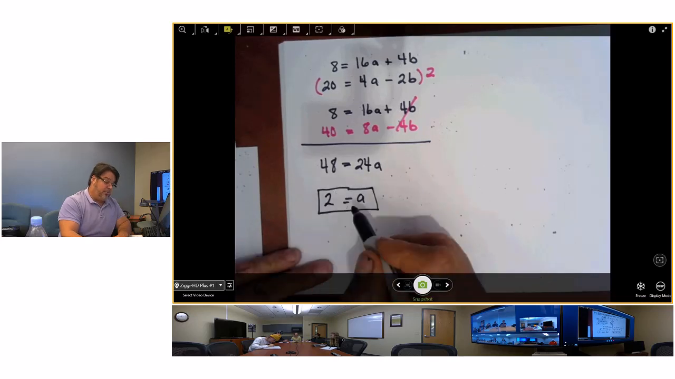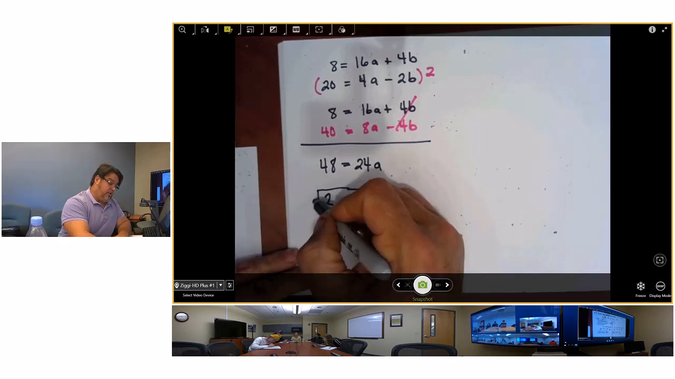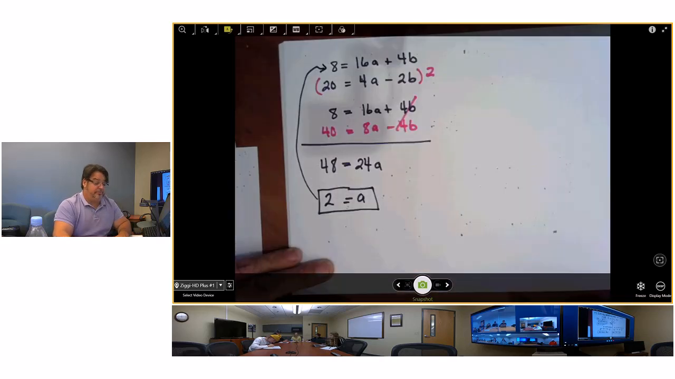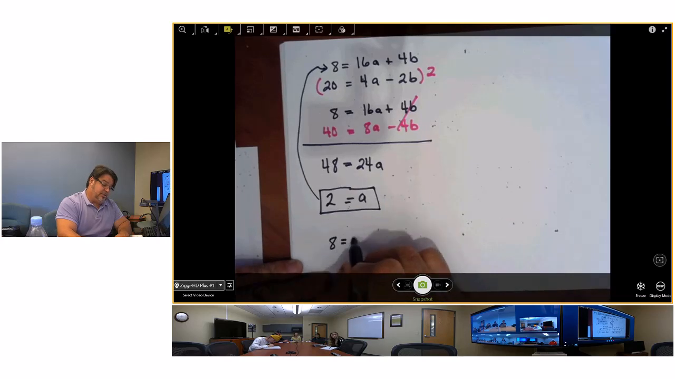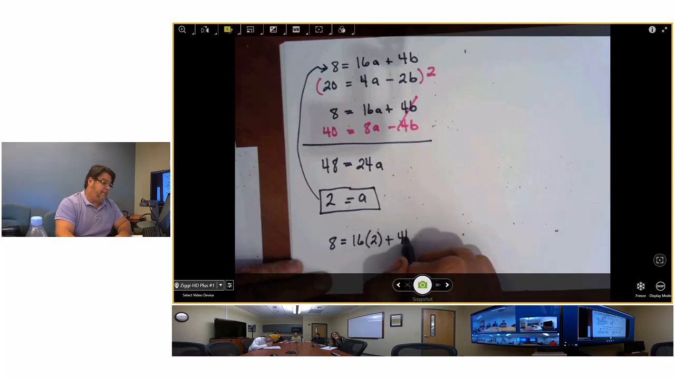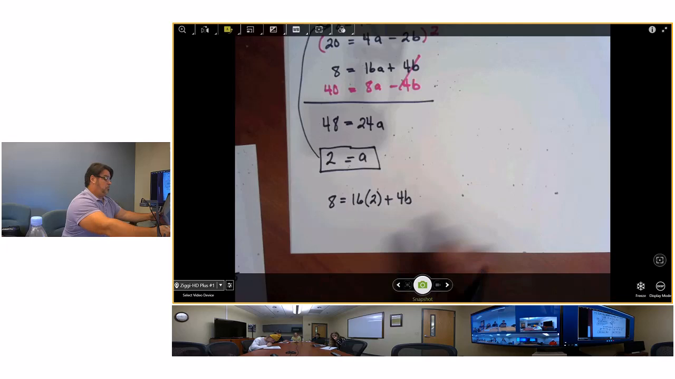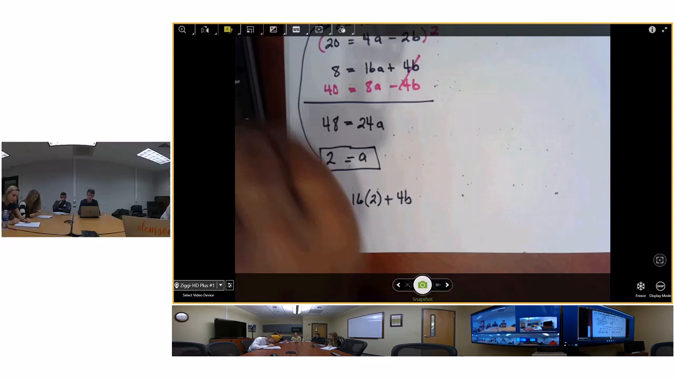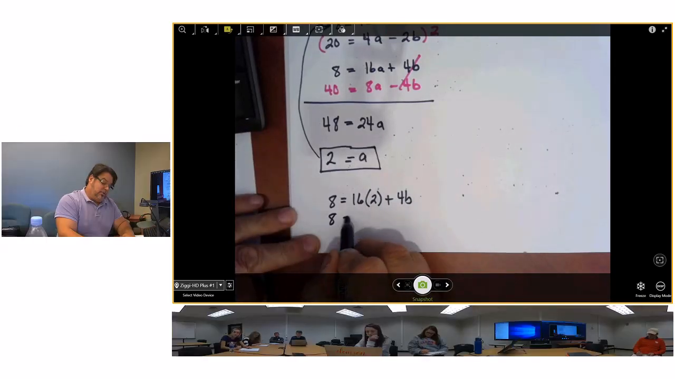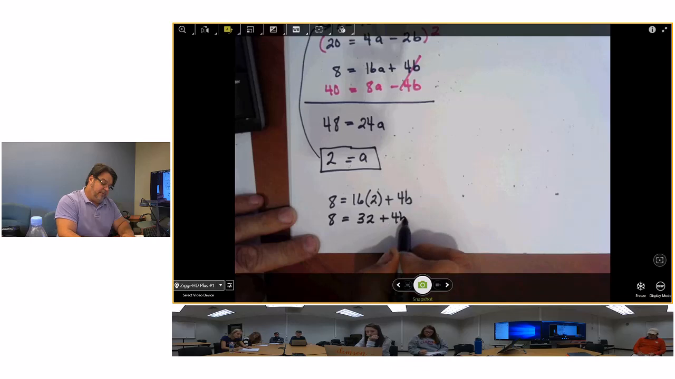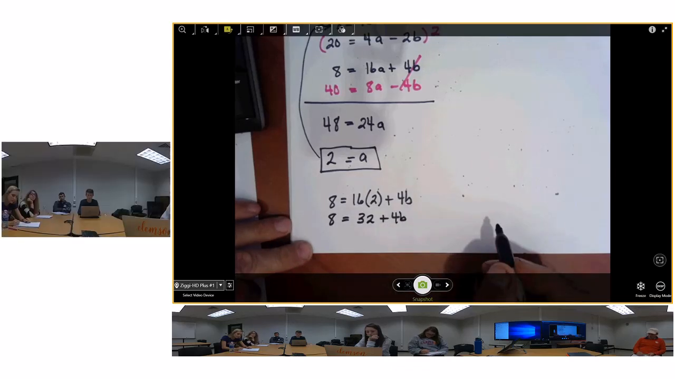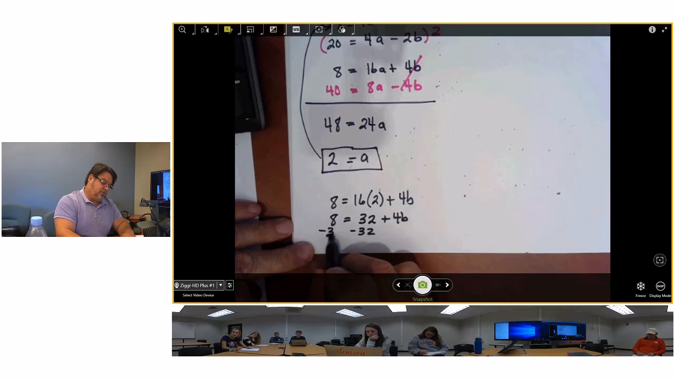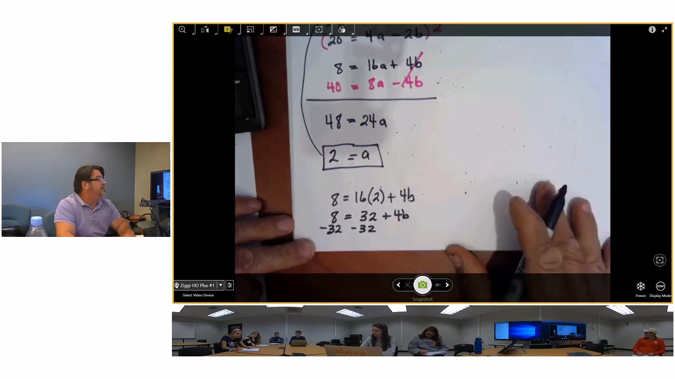Plug it back in. I'm going to plug it into the first one up here because it's small, no negatives. So 8 is equal to 16 times 2 plus 4B. And 8 is equal to 32 plus 4B, minus 32, minus 32. What is that?